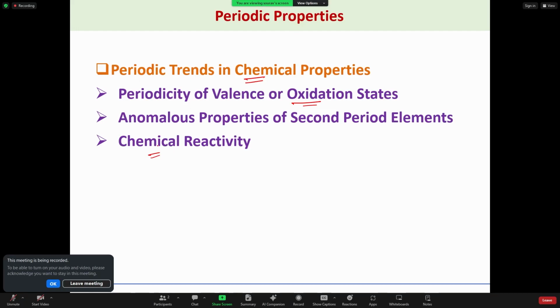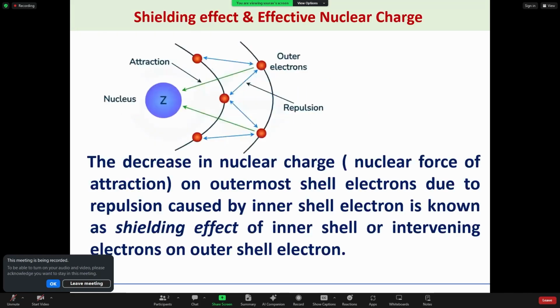Some physical state also will change. So when we talk about the chemical properties, first of all, we have to know the oxidation state before the reaction and after the reaction. We will learn about that part later. So first of all, today we will learn about the shielding effect.